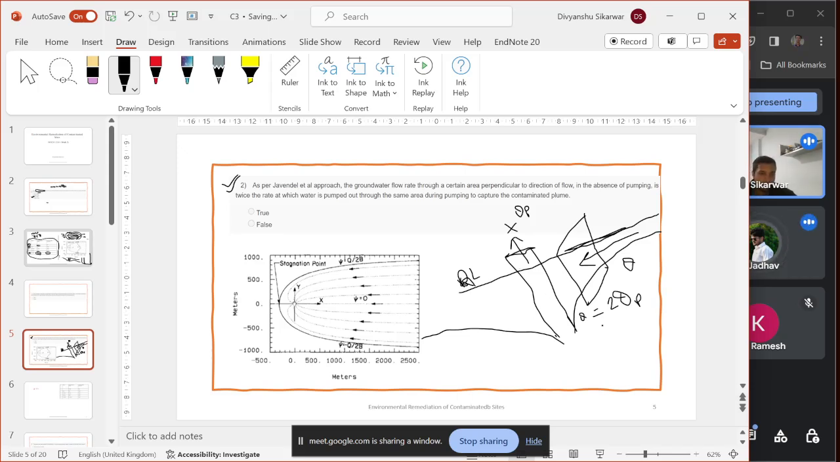So what do you think? True? No, it's not true. The statement is wrong. The correct statement is QP equal to 2Q. The rate at which we are pumping out water must be two times of Q.